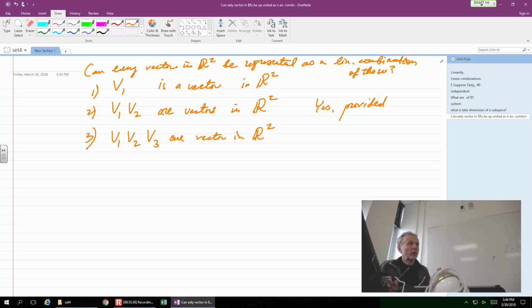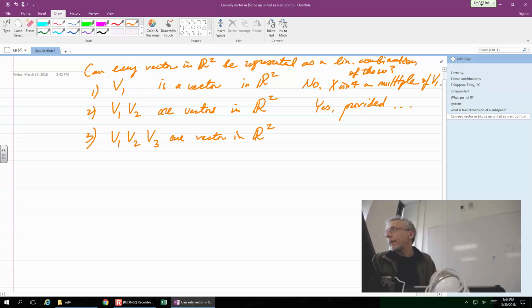So we answered the second question, provided they are not multiples of each other, right? Okay, so let's answer question 1 and 2 and 3. So what about the first one? No. Can you explain why? Because even if you multiply by multiple, it'll always be the same. Yeah, so indeed, if x isn't a multiple of v1, then we're done. Then we cannot represent it. Okay, so one vector will not do the job.